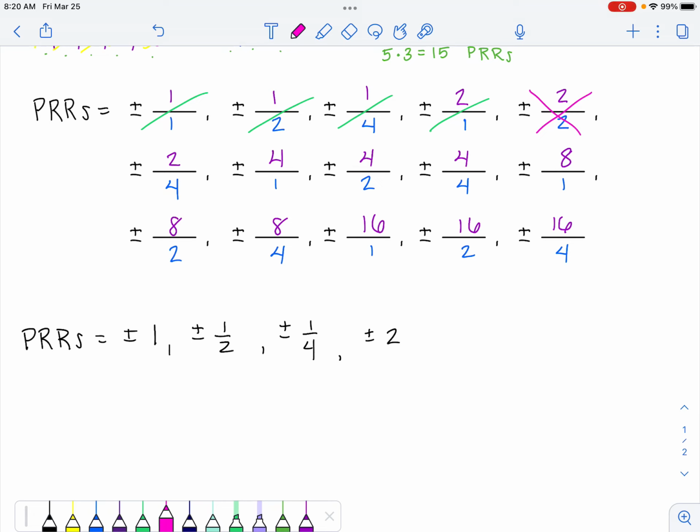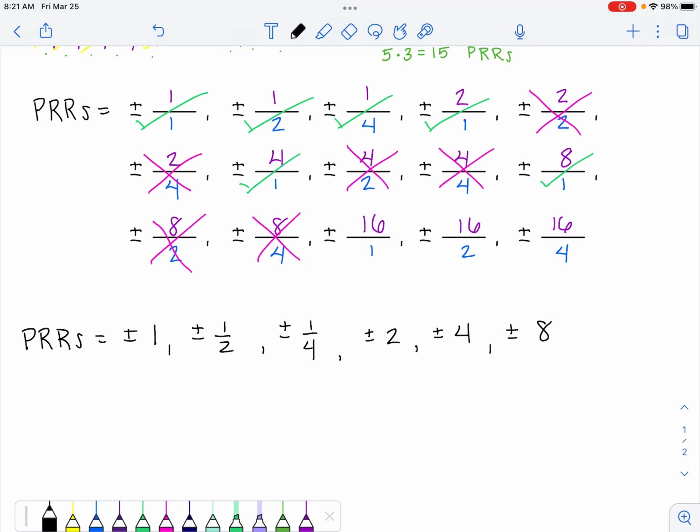And then 2 over 4 reduces to 1/2, which I already have, so I'm going to cross that out. My next one is 4 over 1, and I don't have that number yet, so plus or minus 4. Then 4 over 2 is 2, which I've used already, so I'm going to cross that out. And 4 over 4 is 1, and I've used that before, so I'm going to cross that out. Then 8 over 1 is going to give me 8. Done with that one. I guess these should just be check marks because we've done them. And then 8 over 2 is equal to 4. That's already on my list, so I'm going to cross off my duplicate. 8 over 4 is equal to 2, already on my list, cross off the duplicate.